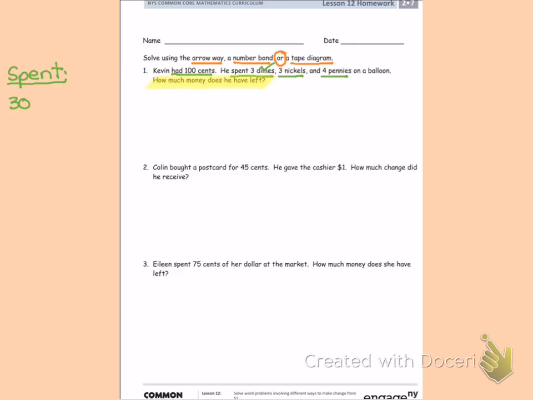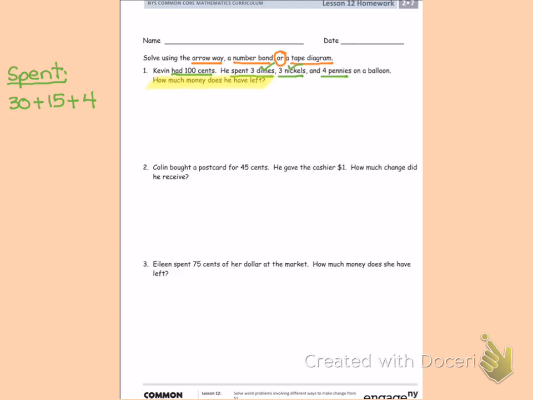3 nickels is the same thing as counting by fives 3 times. 5, 10, 15. I'll put a check mark there. And 4 pennies is counting by ones 4 times. 1, 2, 3, 4.